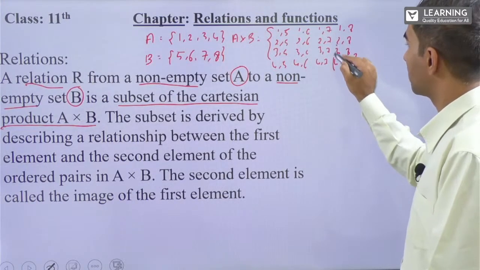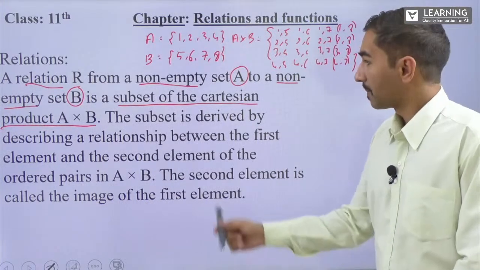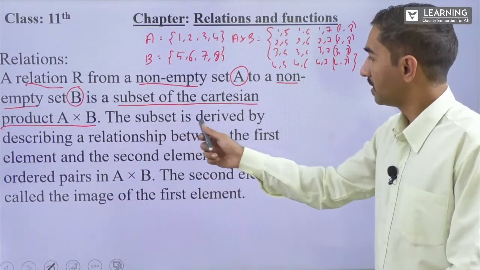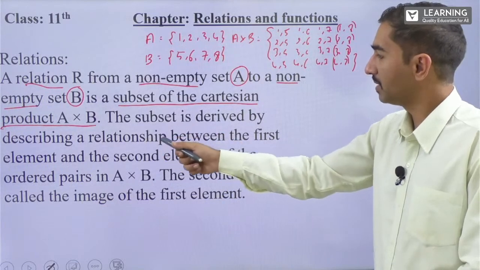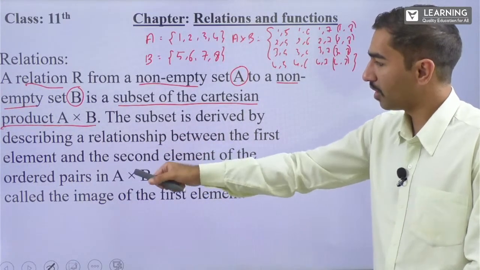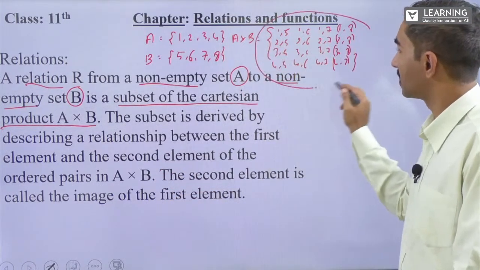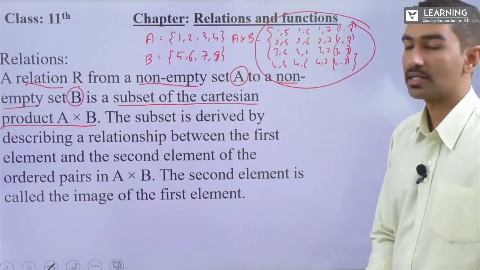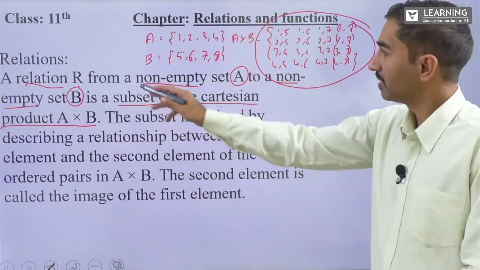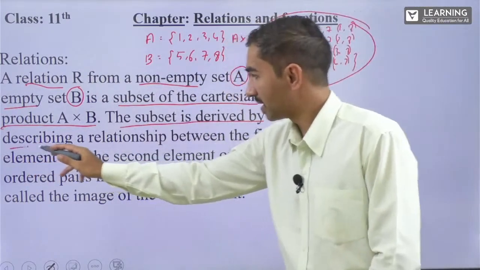So you have to put the brackets like this for each and every relation. Now the subset is derived by describing the relationship between the first element and the second element of the ordered pairs in A cross B. So these are the ordered pairs, students, whatever you're seeing inside this. Now, how is a relation defined? A relation is nothing but the subset derived by describing a relation.